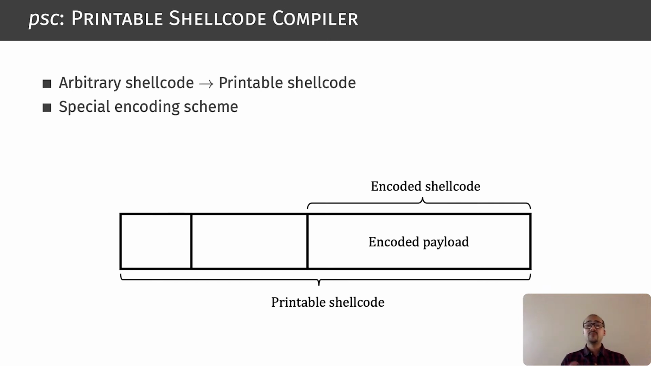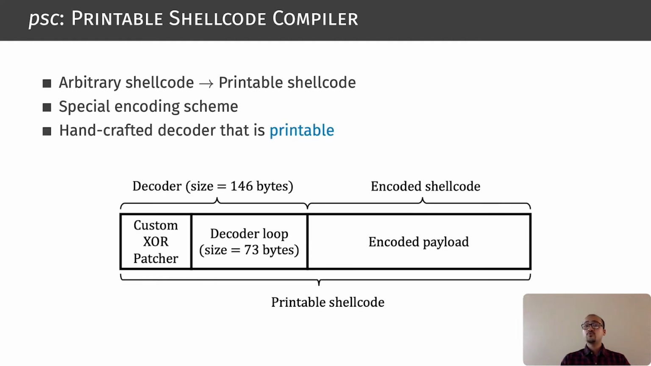However, note that this sequence is still not executable. So to make it executable, we do need to recover the original shellcode. This is done at runtime with a small decoder loop prepended to the encoded payload. This decoder loop is 146 bytes long, and this is of course handcrafted to ensure that all the bytes in here are printable, because we don't want the final output to have any binary sequences in it.